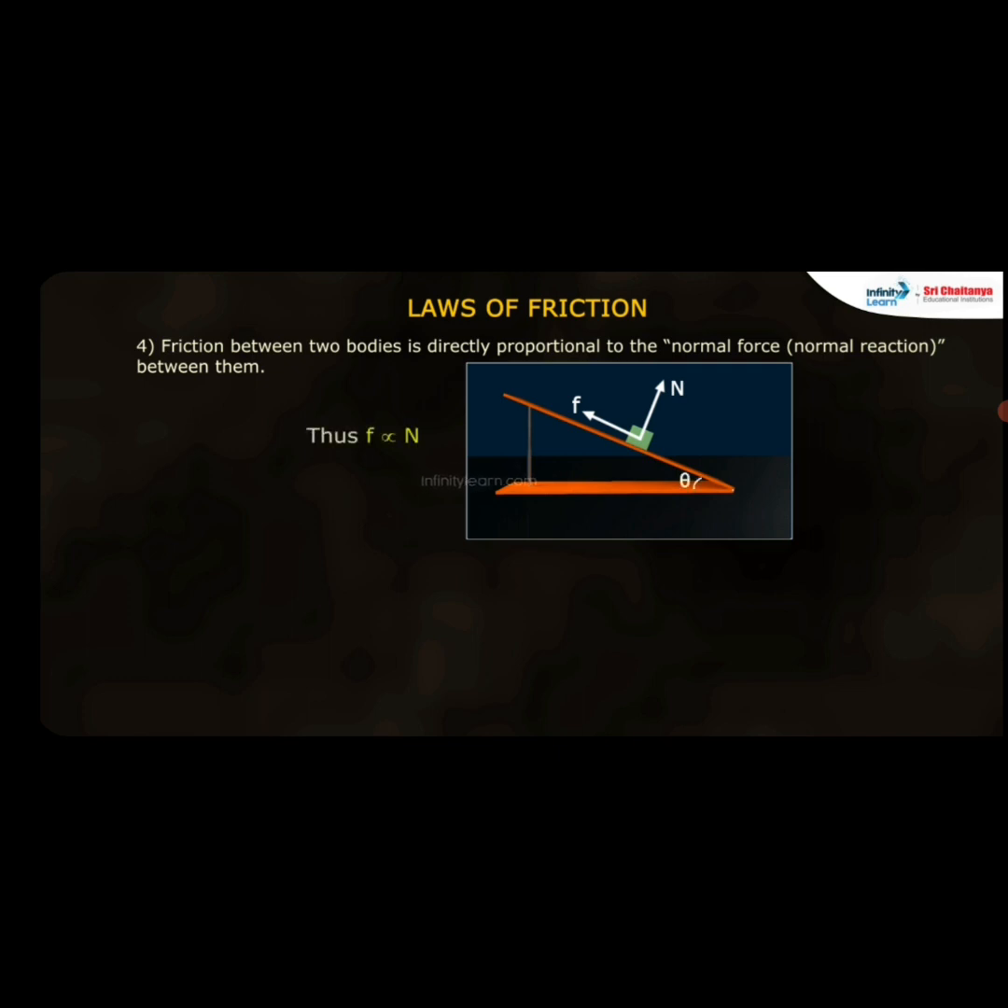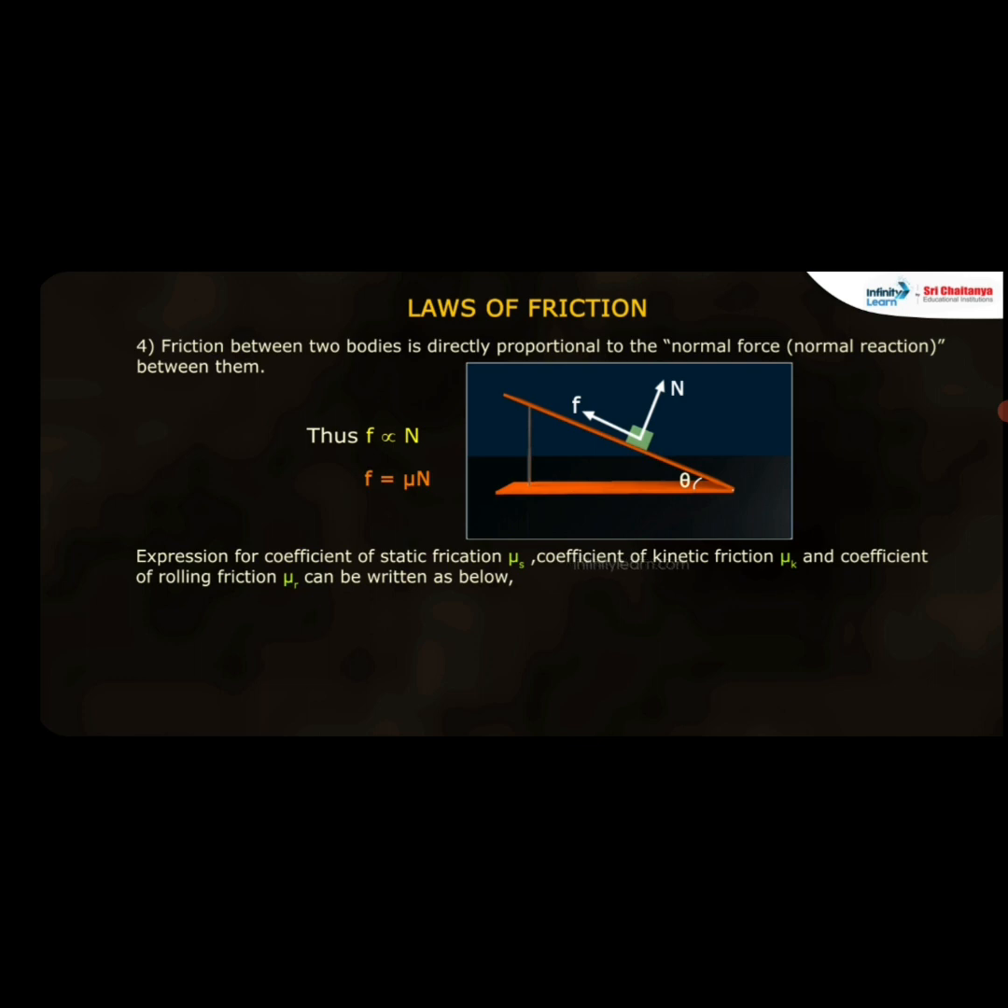Thus, F proportional to N, where F and N represent friction and normal force respectively between two bodies, or F is equal to mu N. The constant of proportionality, mu, is called the coefficient of friction. Expressions for the coefficient of static friction, mu S, coefficient of kinetic friction, mu K, and coefficient of rolling friction, mu R, can be written as below.